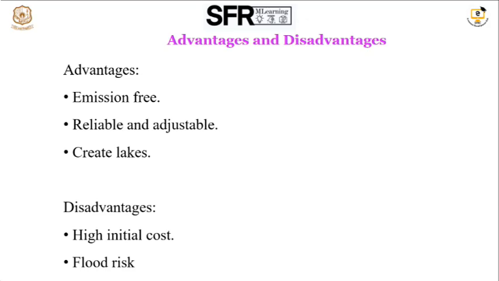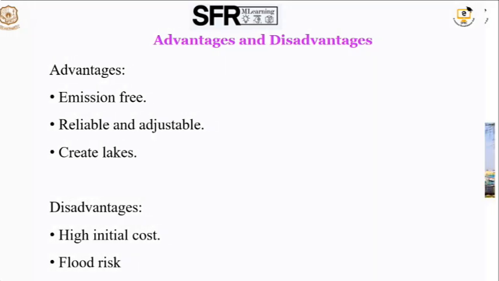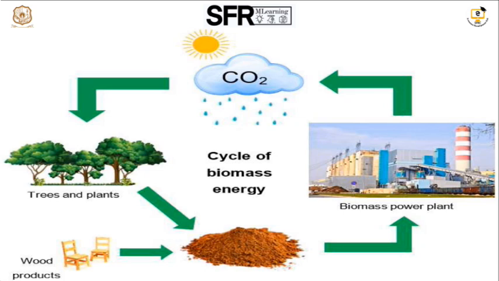These are the advantages and disadvantages of hydroelectric power. The advantages: it is renewable, emission free, reliable, adjustable, and it can be used to create lakes. The disadvantages: it has a higher initial cost, an impact on fishes, and flood risk. Next we see about biomass energy.